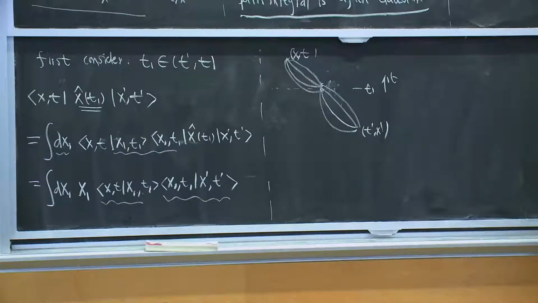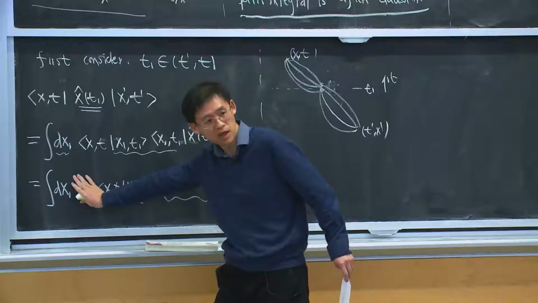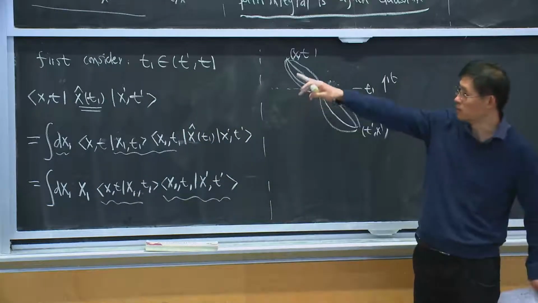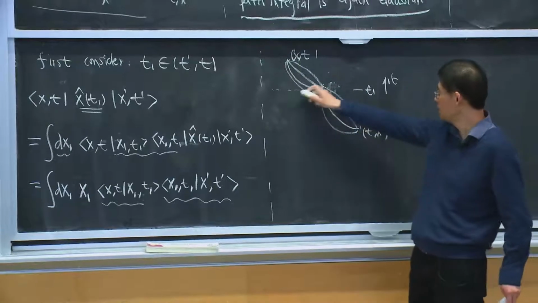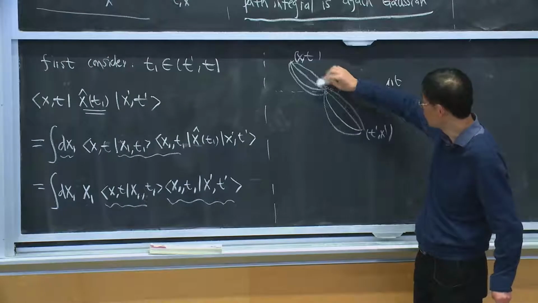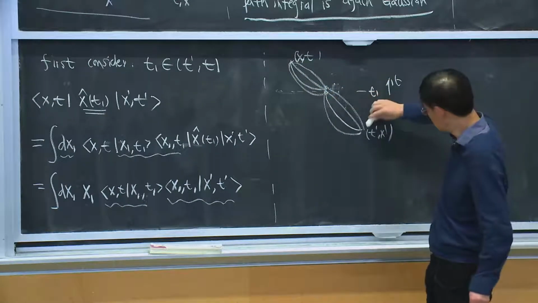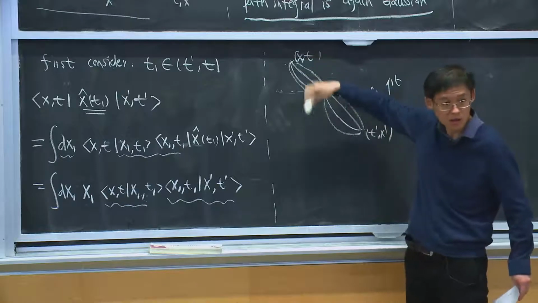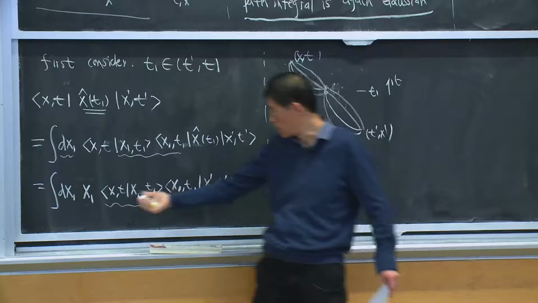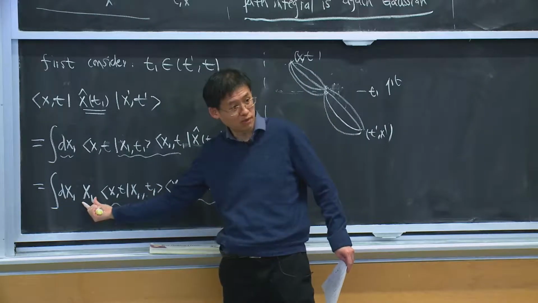Now, without this x1, of course this is trivially equal to the previous one, because you do all possible paths to t1 and all possible paths from t1 to t, and then you integrate over all possible locations here. Then it's the same as integrating from here to there along an arbitrary path. So the only difference is now we multiply by x1, the value at t1.